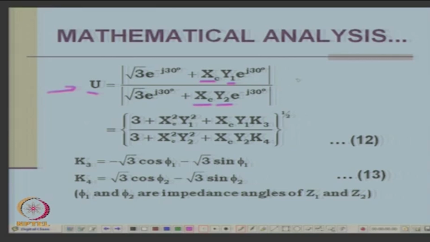Unbalance factor is defined as the magnitude of V2 divided by the magnitude of V1. We know the expression of V1 V2 in phasor form; take its magnitude, taking the real and imaginary parts, as usual the square root of real part squared plus imaginary part squared. So you have an expression like this, which again depends upon capacitance and Y1 Y2.